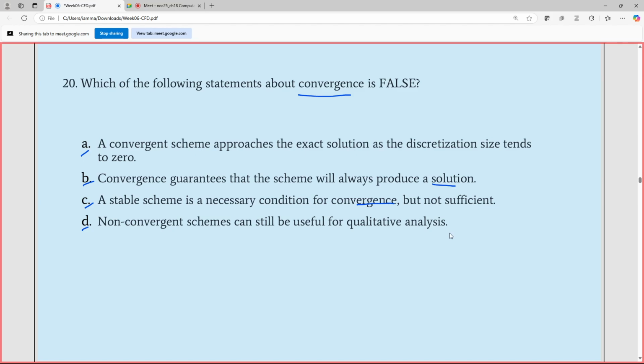So, which of the following is false regarding convergence of a scheme? Options are: A, a convergent scheme approaches the exact solution as the discretization size tends to zero. Option B, convergence guarantees that the scheme will always produce a solution. Option C, a stable scheme is necessary condition for convergence but not sufficient. Option D, non-convergent schemes can still be used for qualitative analysis.